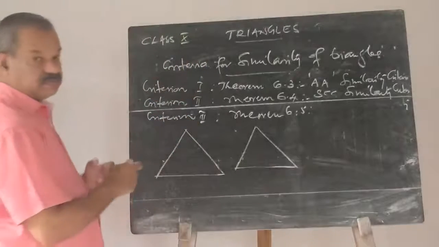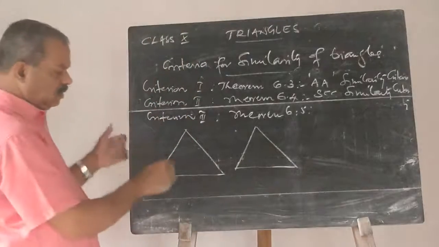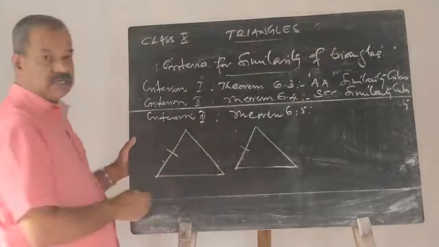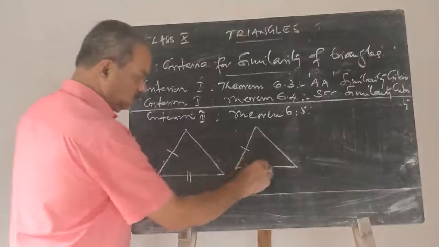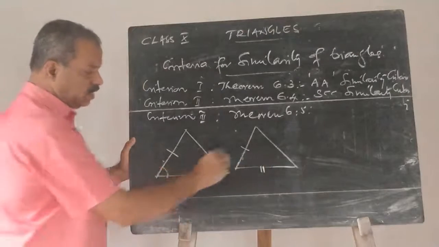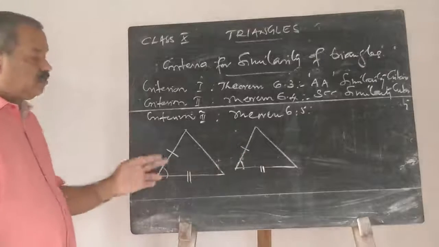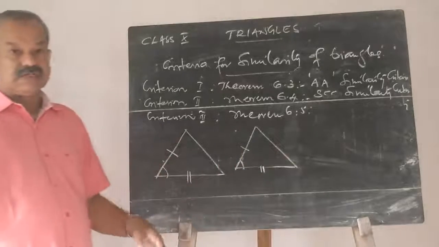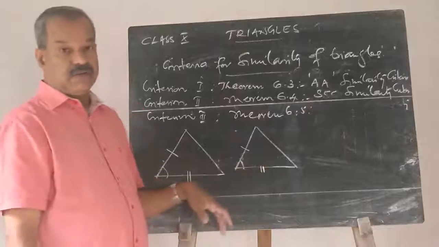Consider these two triangles of the same size. If these two corresponding sides are equal, and their included angles are equal, then what do we say about these two triangles? These two triangles are congruent.